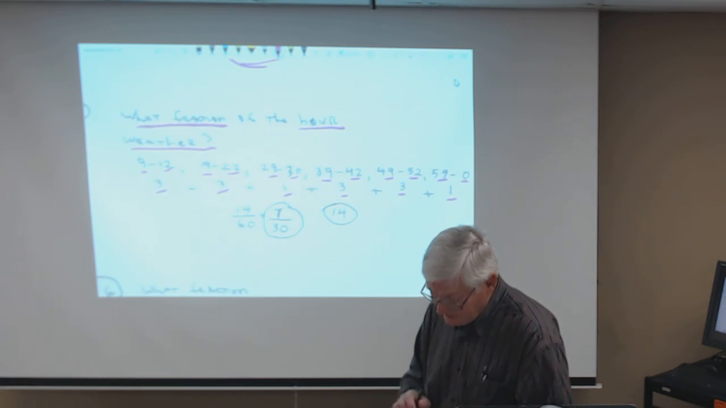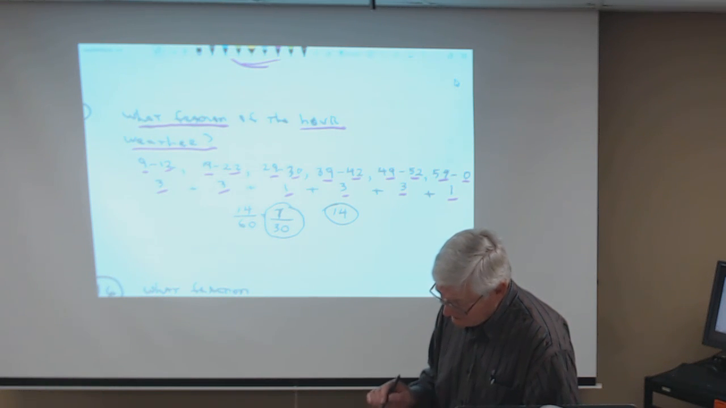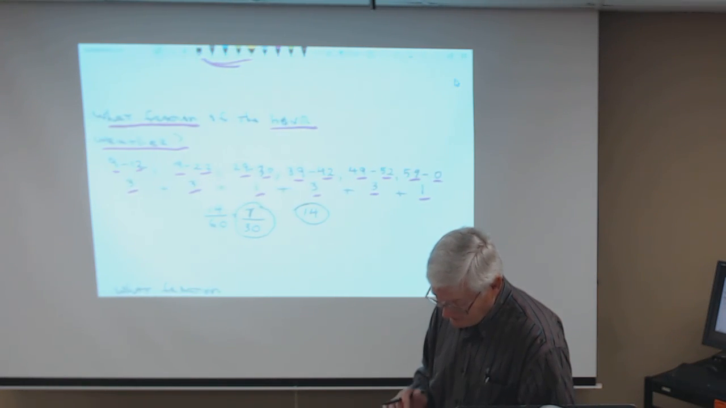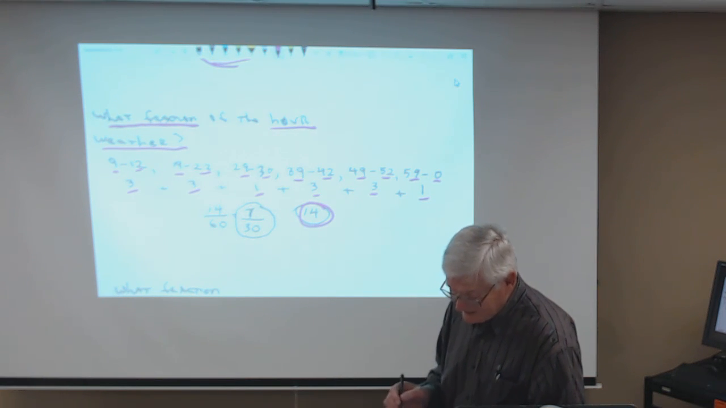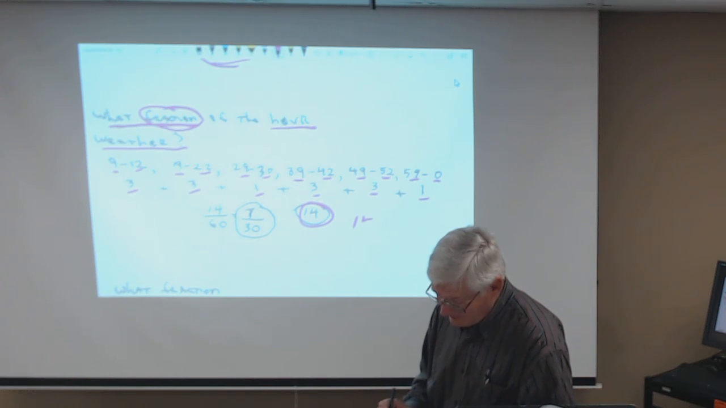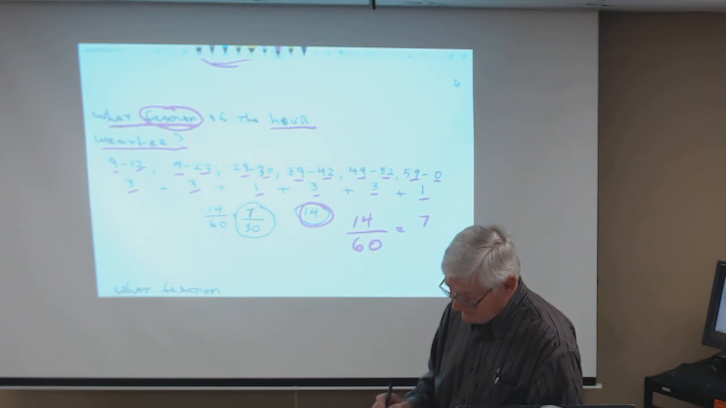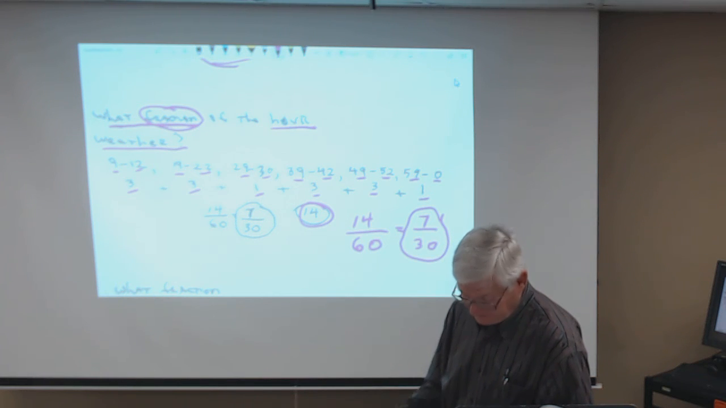So, how many minutes? 3 plus 3 plus 1 plus 3 plus 3 plus 1. What's that add up to? 6, 7, 10, 14. But they didn't ask how many minutes are weather. I've got 14 minutes. They want to know what fraction. And that would be 14 over what number? 60, because there's 60 minutes in an hour. And that reduces down to what? 7 over 30. So 7/30 of the hour is spent on weather.